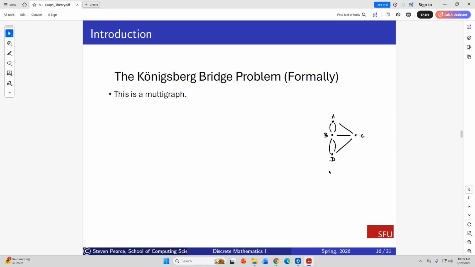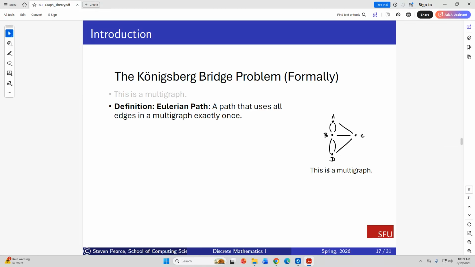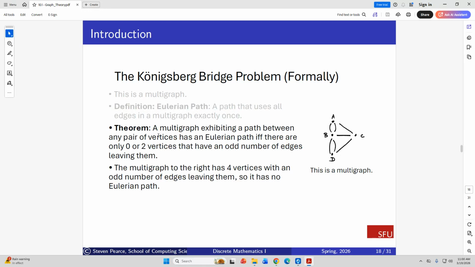Let's have a look now at this problem. An Eulerian path, in honor of the great mathematician Euler, is a path that uses all edges in a multigraph exactly once. Let's have a look here. Does that happen? A to B, B to D, D to C, C to B. Well, I don't see how you can do it. A path that uses all edges in a multigraph exactly once. You just can't do it. So that's exactly the same conclusion we came to before.